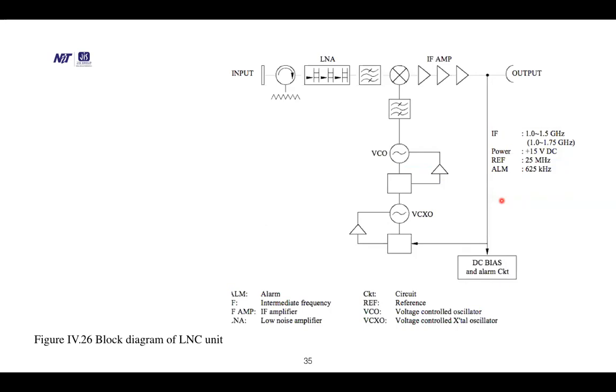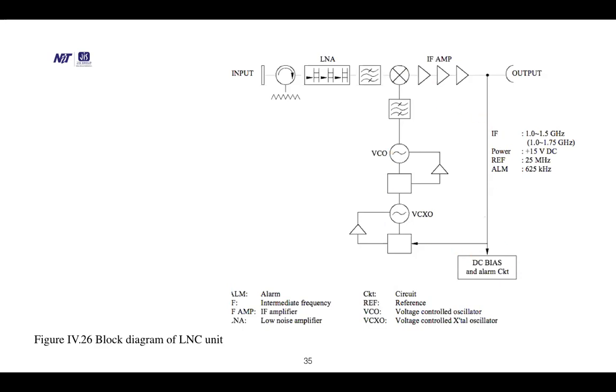Now this is the block diagram of low noise amplifiers. It is shown over there. This is the input. This is the low noise amplifier. This is the multiplexer. This is the intermediate frequency amplifier. This is the output, and obviously there should be some feedback, and it is coming to the voltage controlled oscillator, and there is also an alarm provided over there, and this is the output. This is nothing but a feedback mechanism.